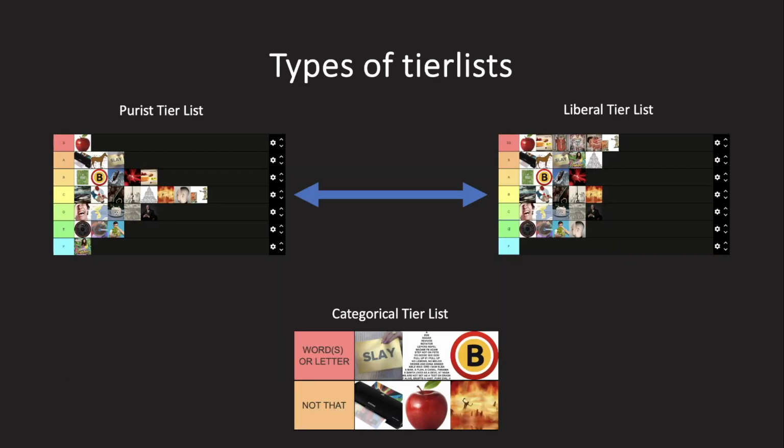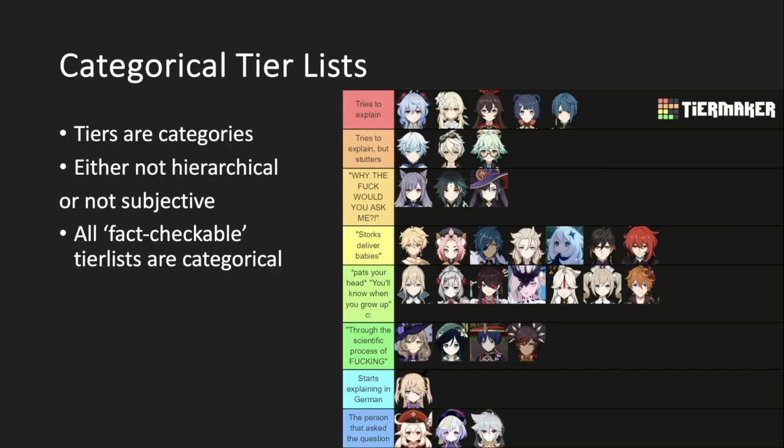Now, there are many types of tier lists, but we'll be highlighting 3 in particular today. You'll find the purist tier list, liberal tier list, and the categorical tier list on this slide. And I must add that the purist and liberal tier list are on a continuum together. They are both ends of this continuum, starting with categorical tier lists.